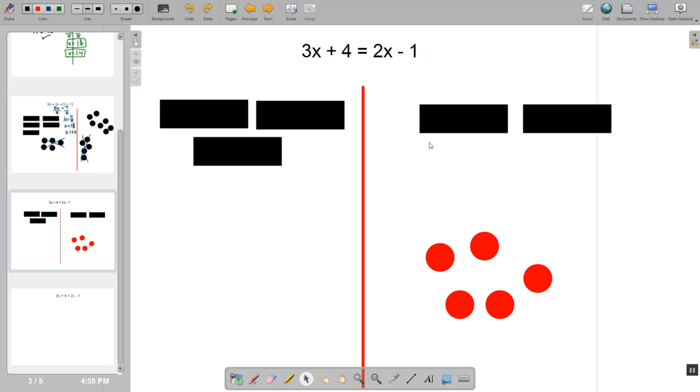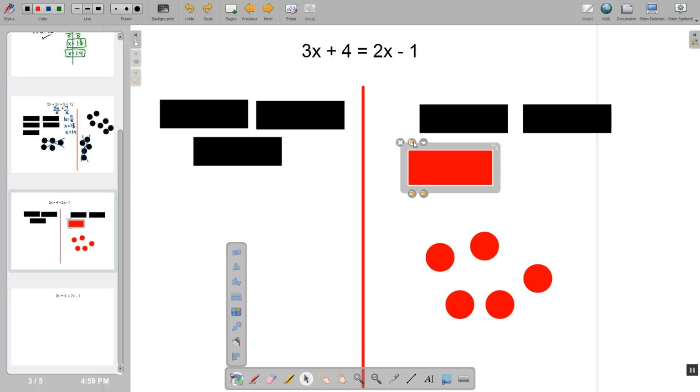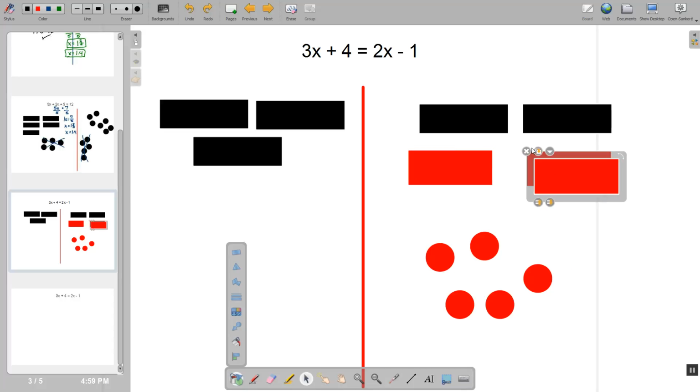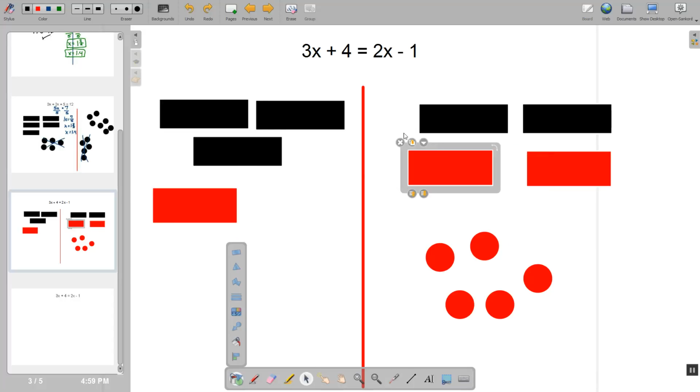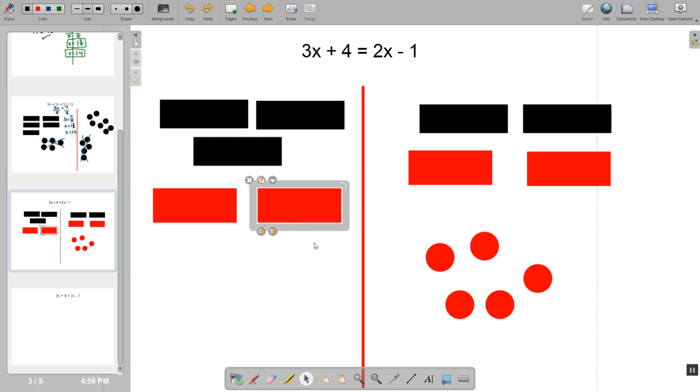But I need to make sure I get my x's all over to the left side. So what I'm actually going to do is that same process with those chips, except this time I'm going to do it with my x's. So I'm going to add 2 negative x's to both sides of the equation. Same process that I did with the plus minus chips.